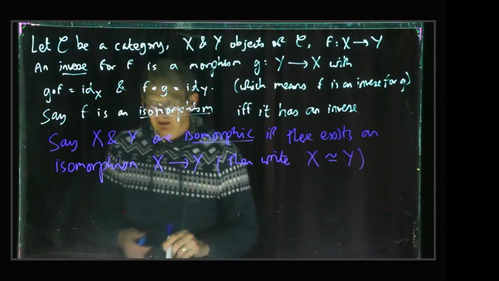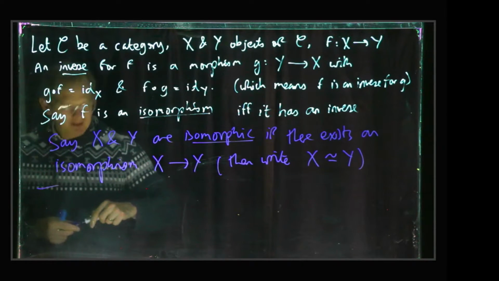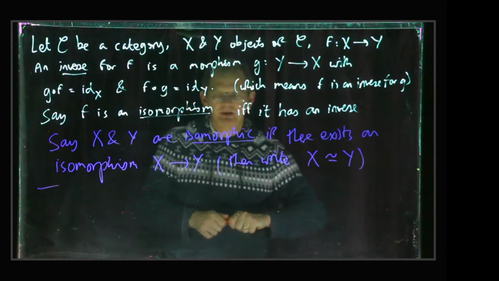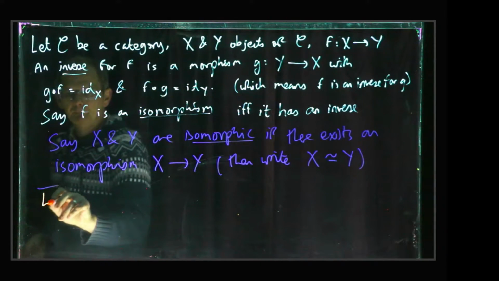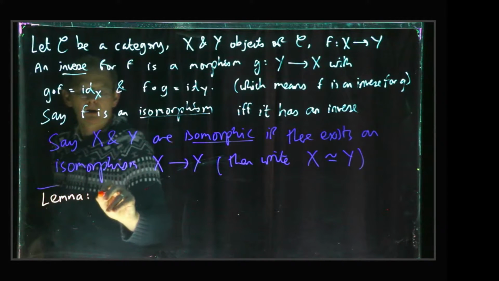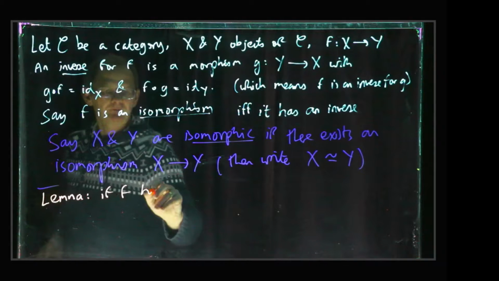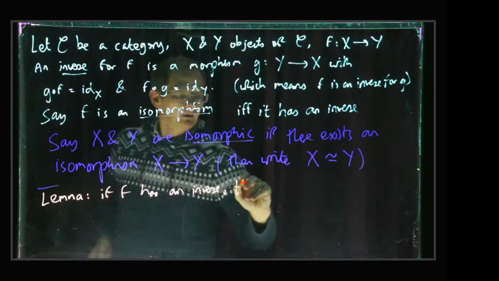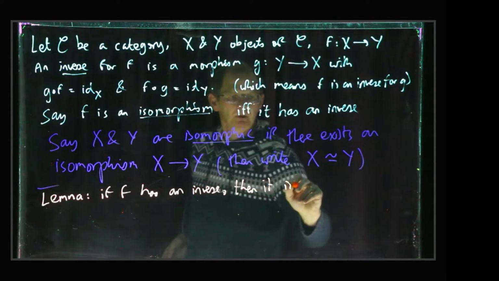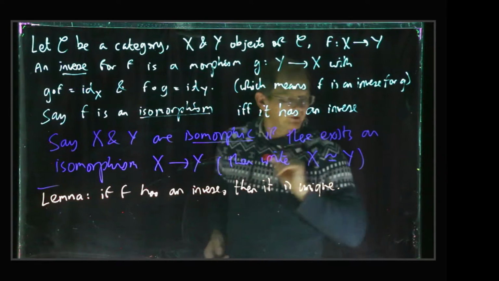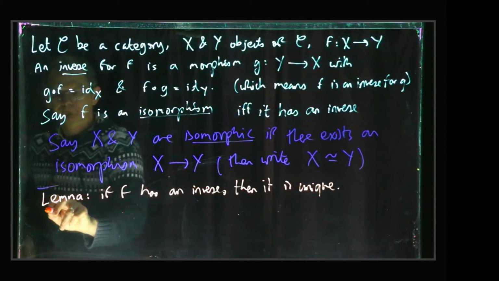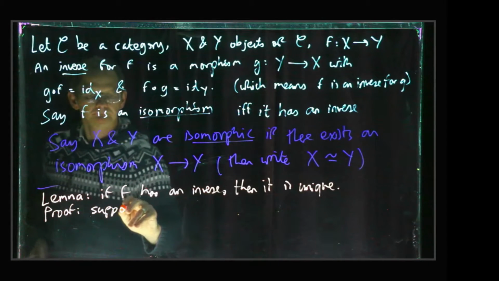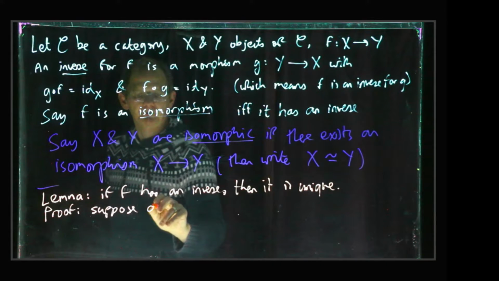So one key fact that we need to notice about this is that if F has an inverse, then it's going to be unique. So there's a little lemma. If F has an inverse, then it's going to be unique. So let's suppose G1 and G2 are both inverses.